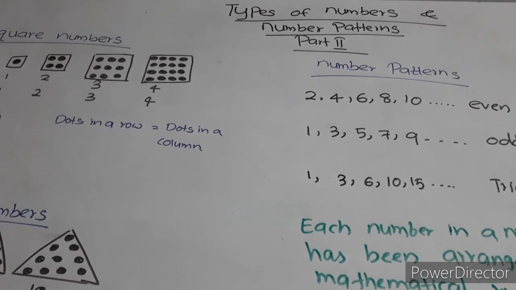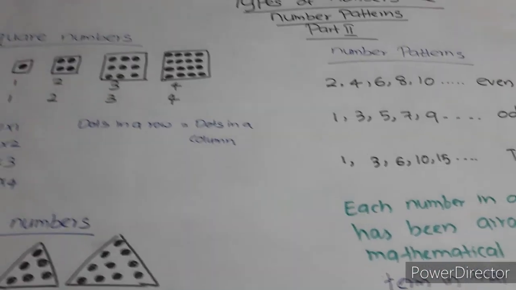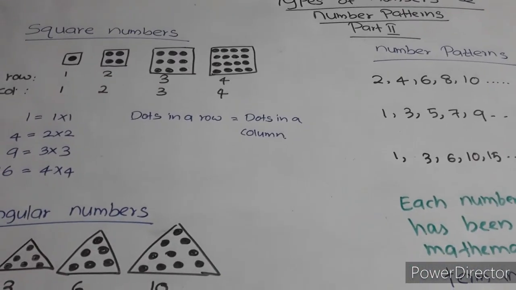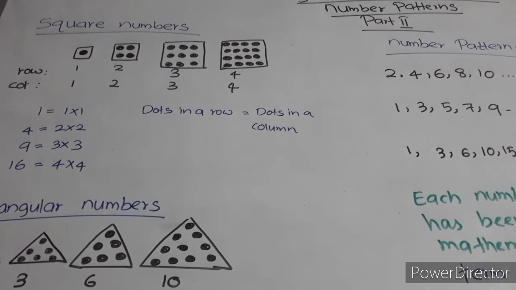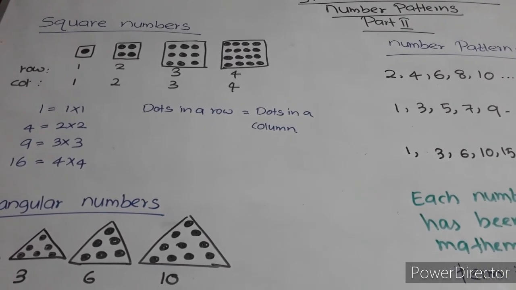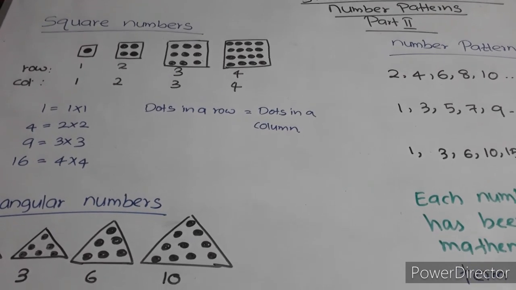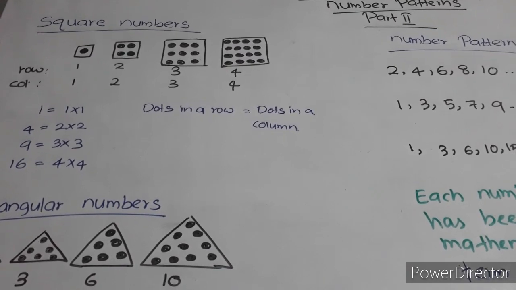Okay, now we'll move on to the lesson. Today we have to learn about the square numbers and the triangular numbers. We'll see what the square numbers are. How can we recognize the square numbers?